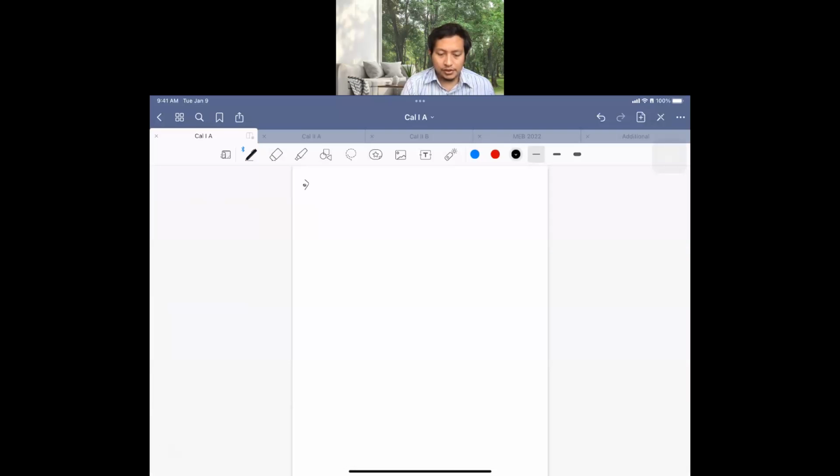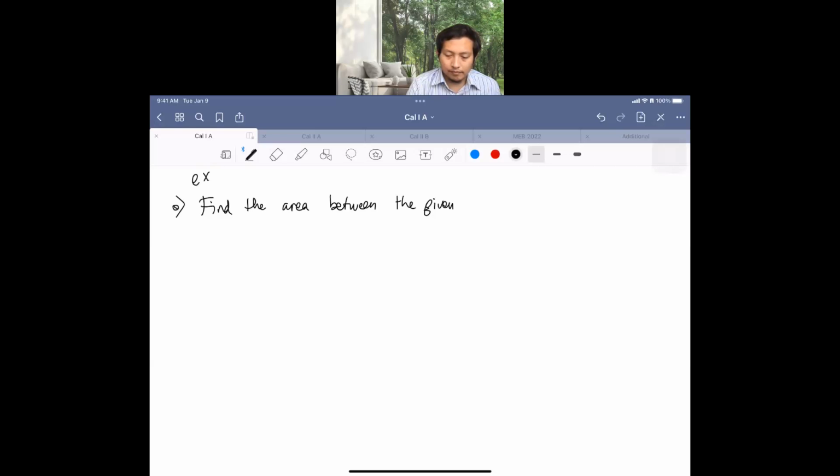Okay, now questions, examples. Find the area between the given curves. Maybe we have 2 or 3 examples, and then if you still have time, we can move to the next section about volumes.